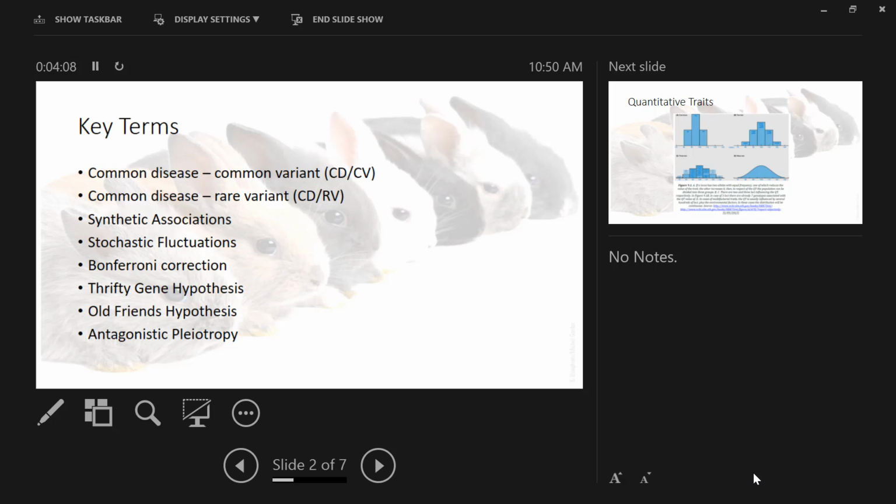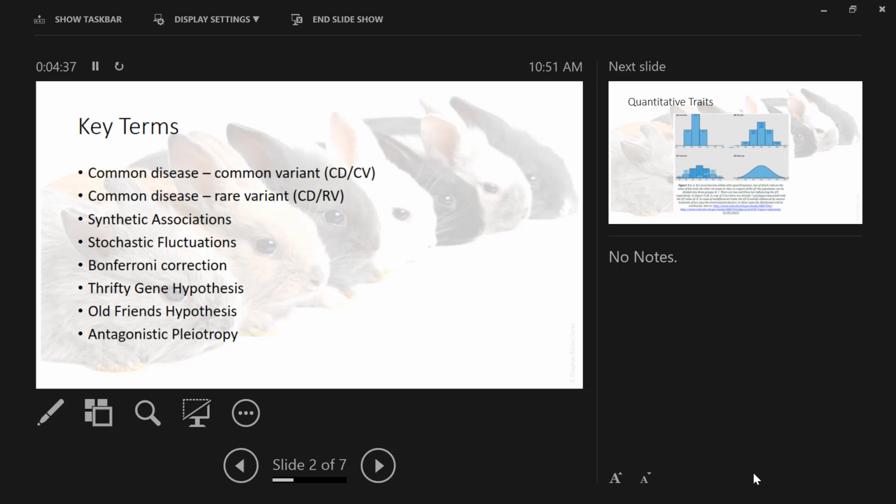Stochastic fluctuations, these are random changes in how genes are expressed. Bonferroni correction, it's just a way to reduce your probability of making an error, specifically the error where you say they're different when they're really the same. Okay? It's a way of reducing that probability, but it makes the other type of error a lot more common, which is you saying they're the same when they're really different.